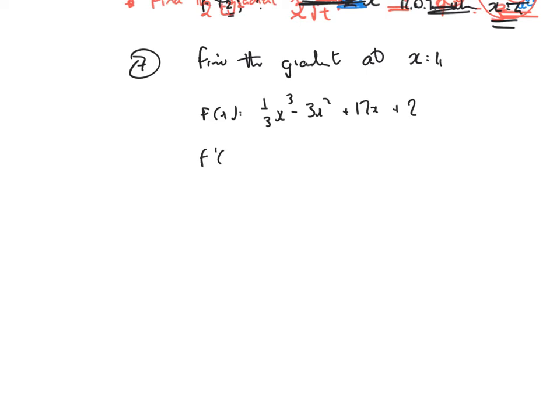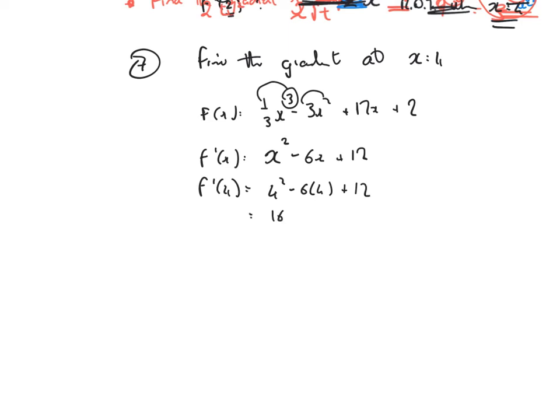Okay, so the thing's ready to differentiate immediately. Bring the power down, multiply, take 1 away from the power. 3 times 1/3. That's just 1. So it's 1x squared minus 6x plus 12. The constant goes. When you find the gradient when x equals 4, sub in 4. 4 squared minus 6, lots of 4 plus 12. So that'll be 16 minus 24 plus 12. 16 minus 24 is minus 8. Minus 8 plus 12 is 4.